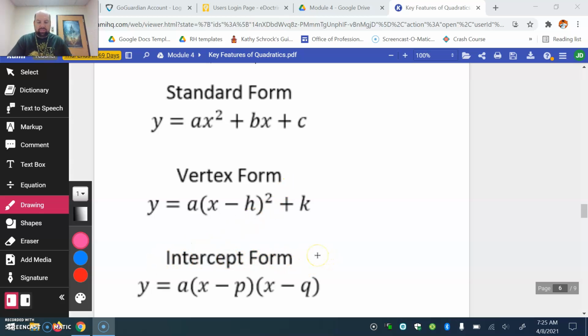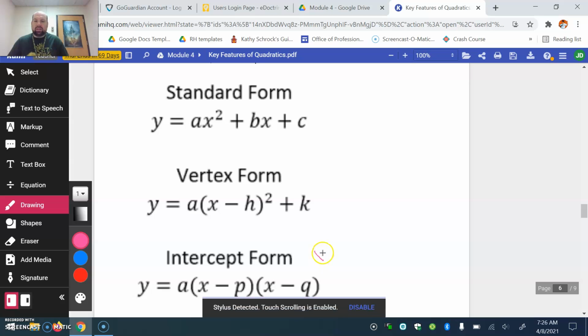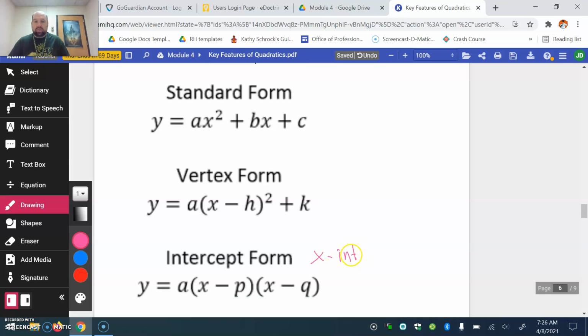Now, the intercept form, what that is going to tell us, because if you remember when we had standard form, we could tell the y-intercept by looking at C. In intercept form, we are actually going to be getting the x-intercepts, if there are any. Remember, there's not always going to be x-intercepts. Usually we see two, but sometimes there's just one, and that's if the vertex is on the x-axis.